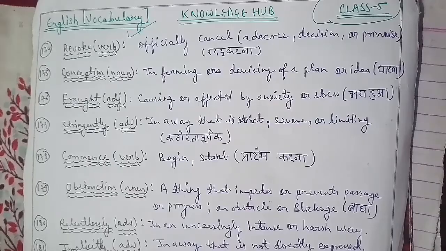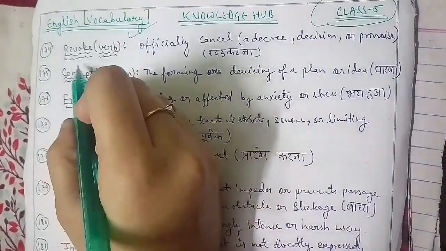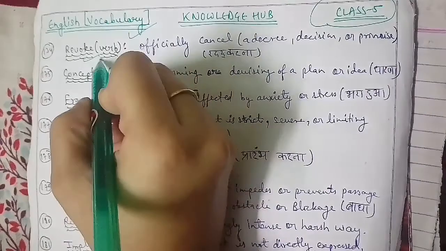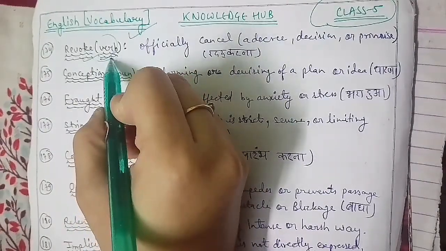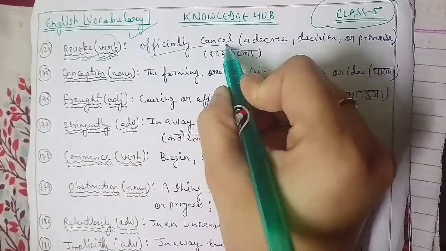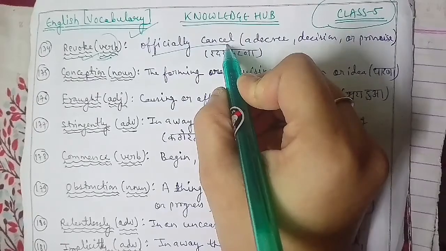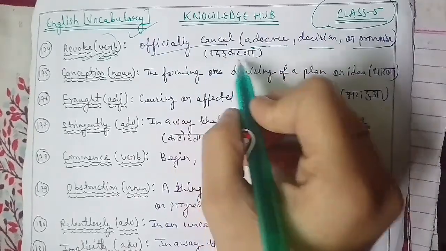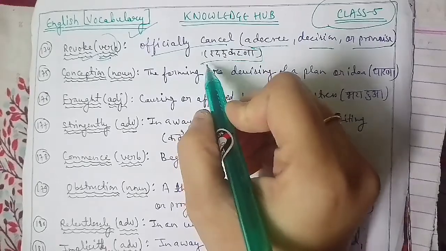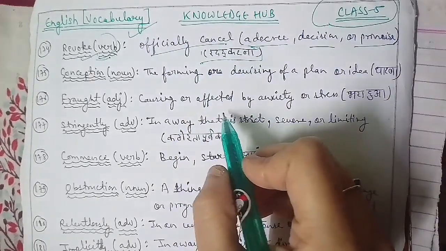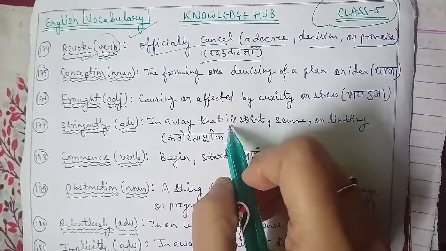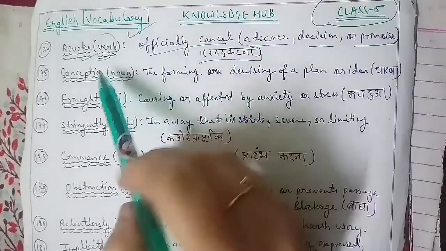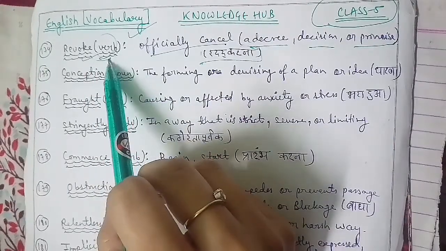Now we'll start with the word that we have here, the 174th word, and the first word for the session is revoke. Revoke is used as a verb. The meaning of revoke is to officially cancel. When something is officially cancelled, such as a decree, a decision, or a promise, then we can use the word revoke. In Hindi we say रद्द करना. Whether it is your decision, your promise, or a decree, if it is being cancelled, then you can use the word revoke, where it is used as a verb. You have to be very careful while you are using the word revoke in a sentence.